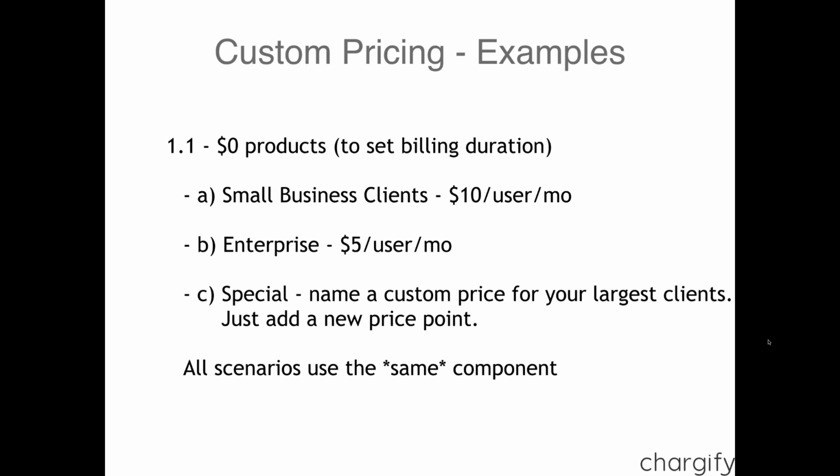So example A again, we have our small business clients. We charge them $10 per user per month. Then you have your enterprise clients, and then you charge them $5 per user per month. And as a third option, maybe you have some unique pricing where you name a completely custom price only for your largest clients. All you would have to do is just add a price point. It's that easy. Maybe it's $7.50 per user, $6.67, etc. And again, all scenarios use the same component.